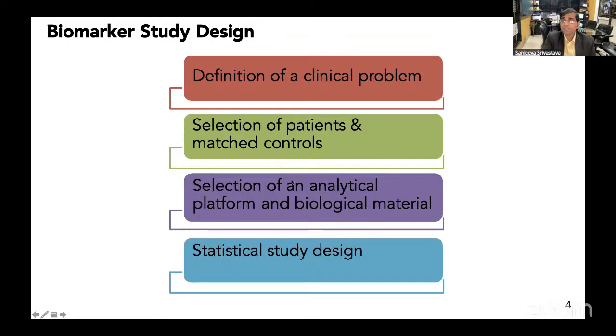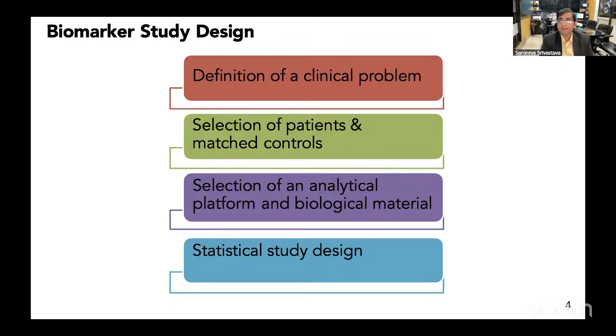Then next comes which type of technology we want to use, whether we want to utilize two-dimensional gels, mass spectrometry, microarrays, or other analytical technologies. And what should be our biological material? Should it be a plasma sample, serum sample, tissue sample, saliva sample, or cerebrospinal fluid? What kind of sample should we be looking at?